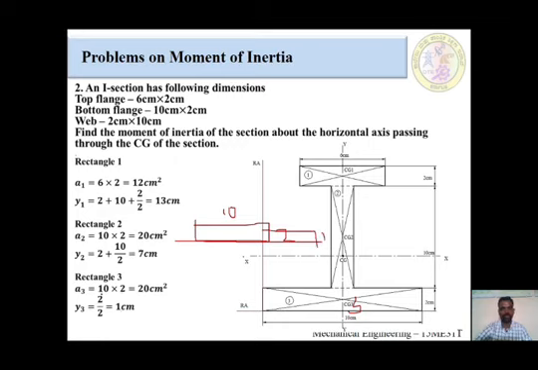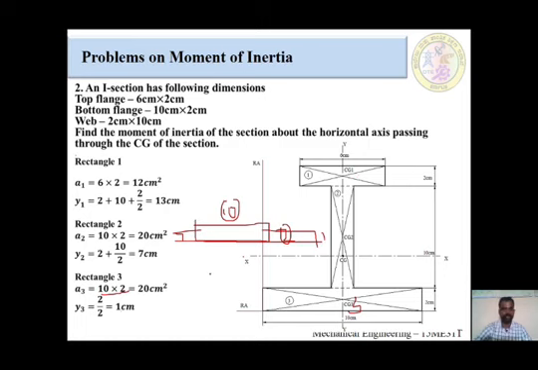How to find out the area? 10 into 2, this part into this part, is equal to the area of that rectangle. 10 into 2 is equal to 20 centimeter square. After that, how to find out the y3 value? Take horizontal as a reference, go half of the component. Half of the component means total distance 2 divided by 2 is equal to 1 centimeter. This completes the calculation of y3 values. We have solved rectangle 1, rectangle 2, rectangle 3.